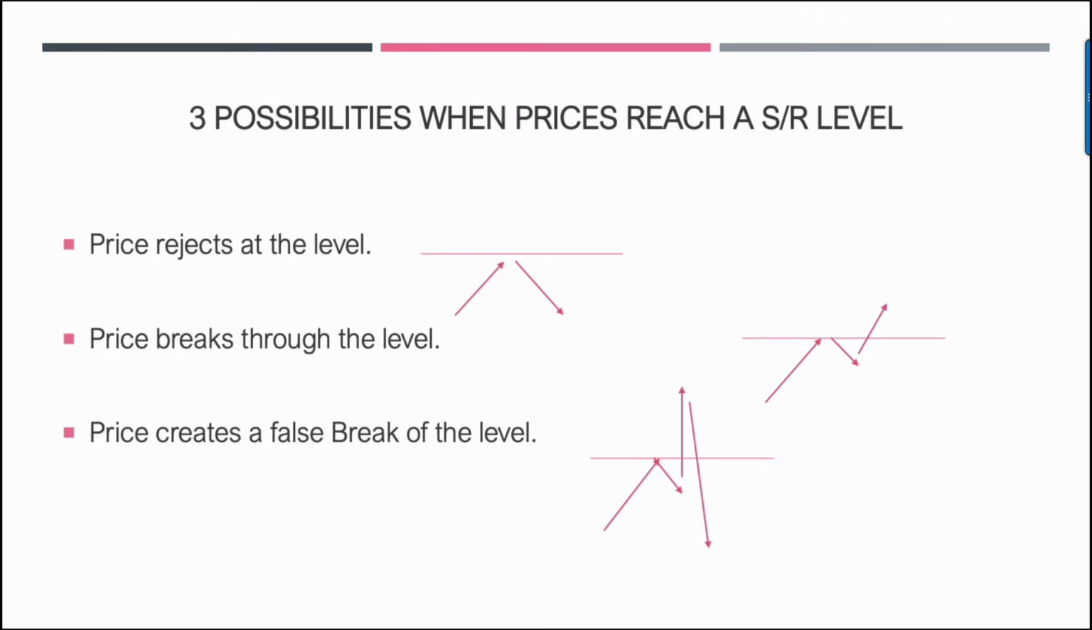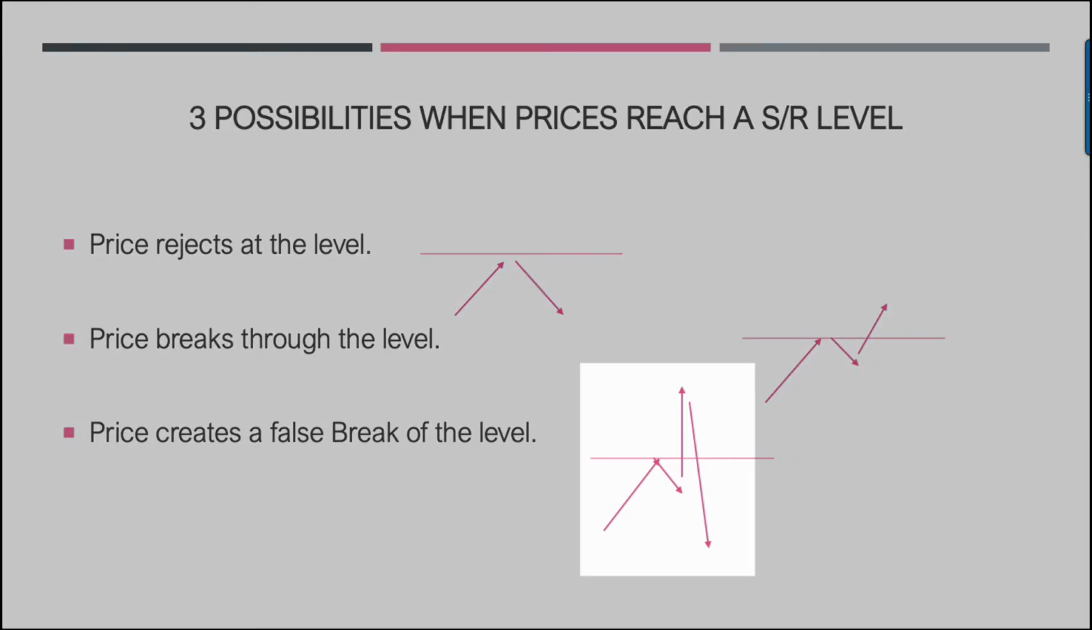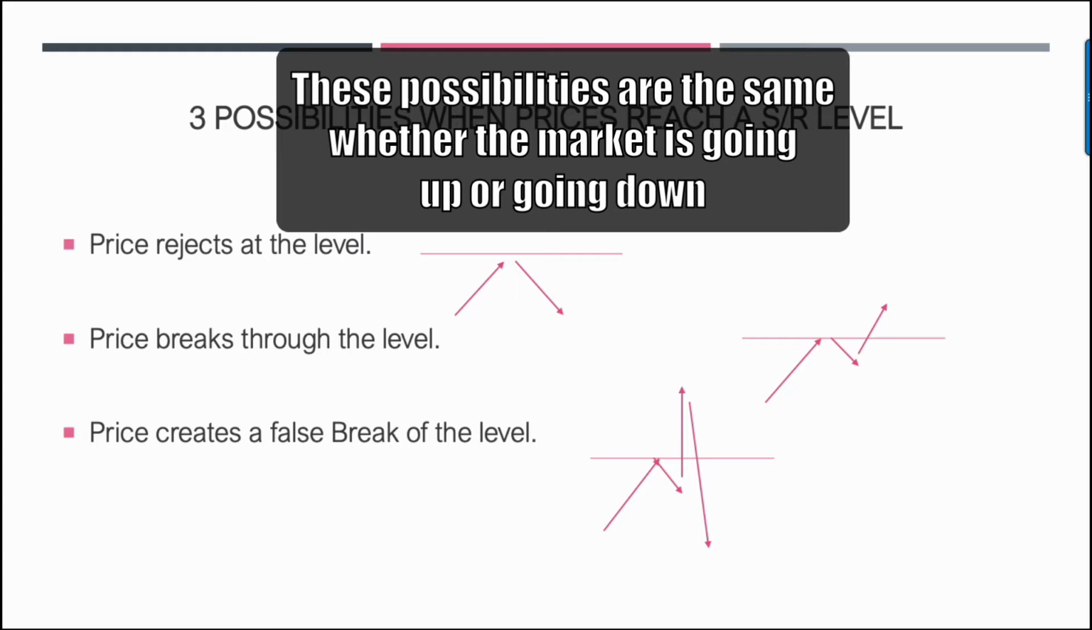And finally, the third possibility is that price creates what we call a false break of the level. This means that price reaches the level, usually consolidates a little, and then breaks through the level, but immediately gets pushed back down through the level. Everything that I'm showing here is in the long position, going up, hitting a level, and then going back down, or going up and continuing up, or going up and getting pushed back down after a false break. But the same can be true the other way as well.